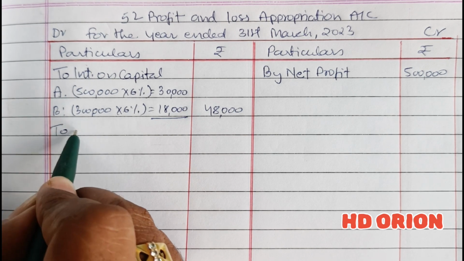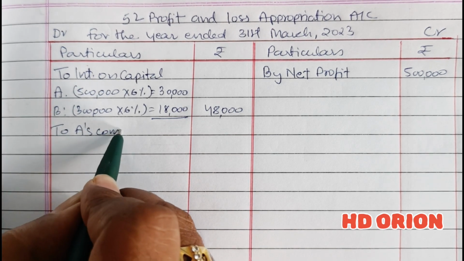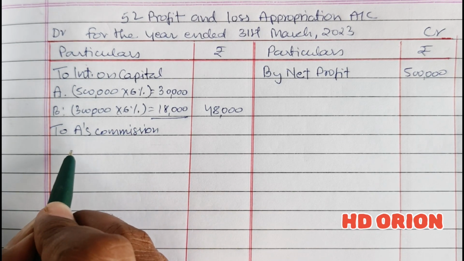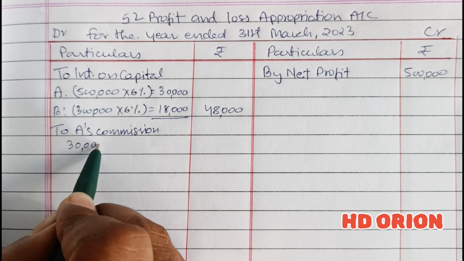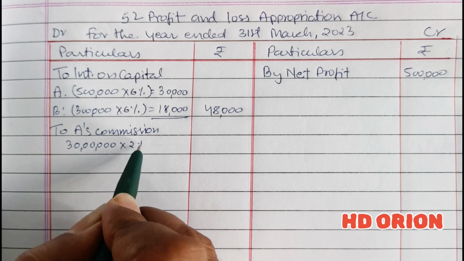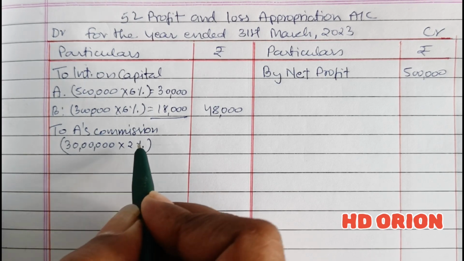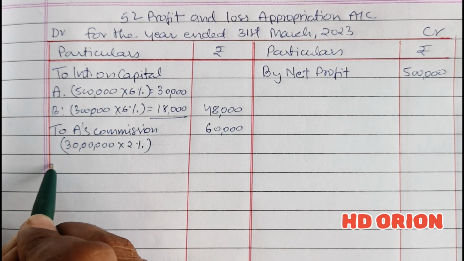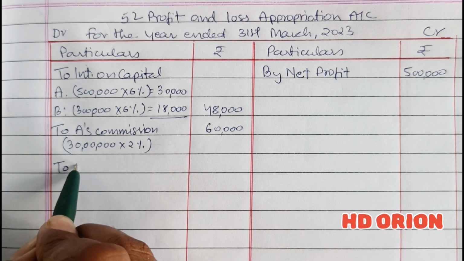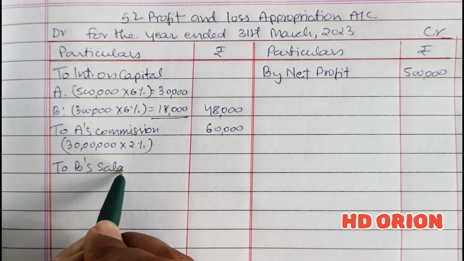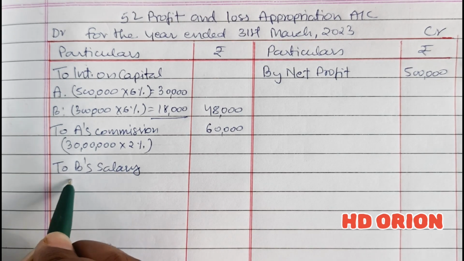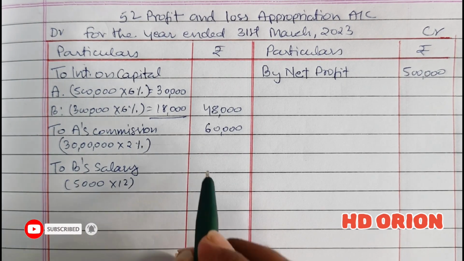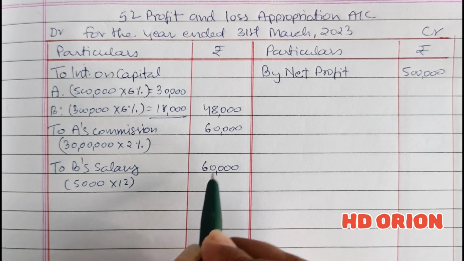Then to A's commission. A's commission is on sales. Sales is given rupees 30 lakh and rate of commission is 2%. So 2% of sales 30 lakh is rupees 60,000. Then B's commission, not B's commission, to B's salary first. B's salary is rupees 5,000 per month. So there are 12 months in an accounting year. So 5,000 into 12, it is 60,000 rupees.